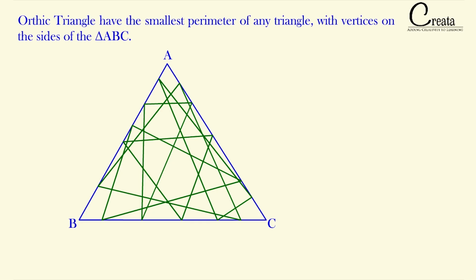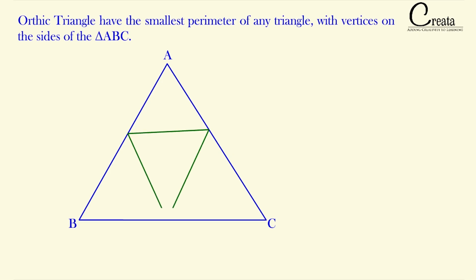Now the question is, out of all these triangles, which triangle has the smallest perimeter? The fundamental is that out of all these triangles, only the orthic triangle will have the smallest perimeter. Got it? The orthic triangle has the smallest perimeter of any triangle with vertices on the sides of the triangle.